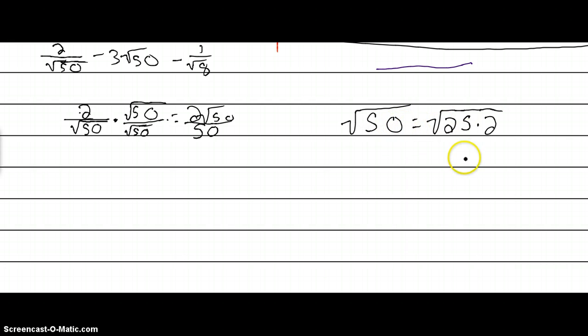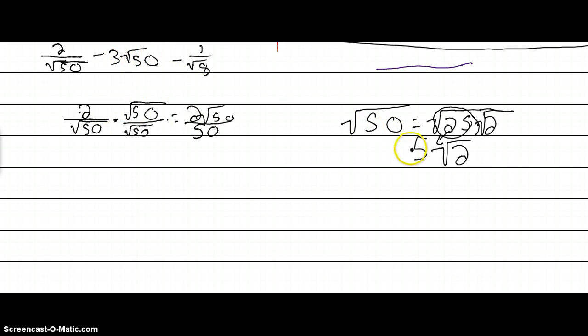So 50 is 25 times 2. The square root of 25 is just 5. So this breaks down to 5 square root of 2. Okay? Because this gives you 5, and square root of 2 is just the square root of 2. So now wherever we see square root of 50, we're going to write 5 square root of 2. So this stays the same.